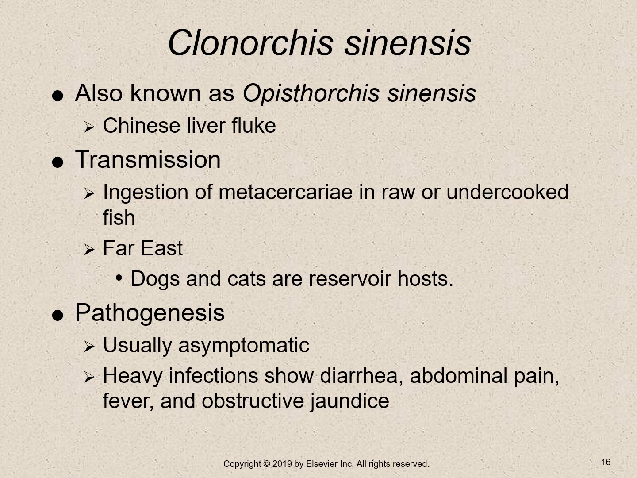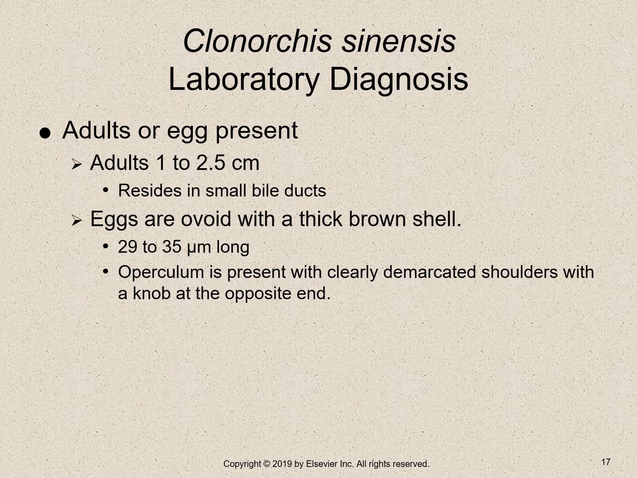Adult flukes are thin, tapered at both ends, and measure 1 to 2.5 centimeters long. The egg is 29 to 35 micrometers long, and it is embryonated when passed, in contrast to Fasciola hepatica and Fasciolopsis buski, which are both unembryonated when passed. As with the other flukes we've seen so far, observing the adult fluke or eggs present in a sample can be diagnostic. The eggs are ovoid in shape with a thick brown shell, and when passed they can appear flask-shaped and operculated, with prominent shoulders at the operculum and a knob at the opposite end.